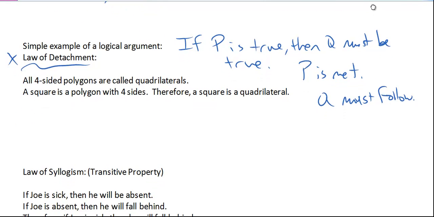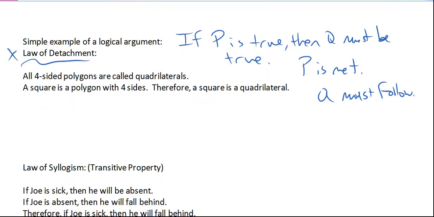So, in math, here's an example. If I say that all four-sided polygons are quadrilaterals, and if I know that a square has four sides, then the only possible conclusion that we can draw is that a square is, in fact, a quadrilateral. There's no way this statement could be true and this not be true, because this part of the statement is met. That premise is met. So hopefully this is something you've been exposed to before, but it is a really important concept.